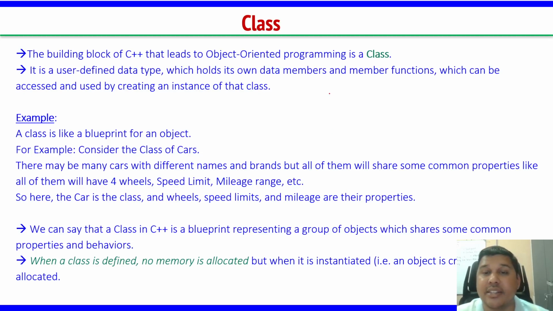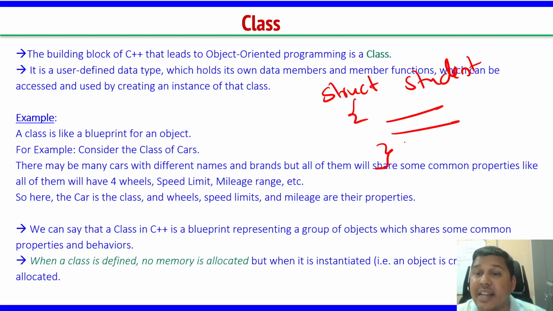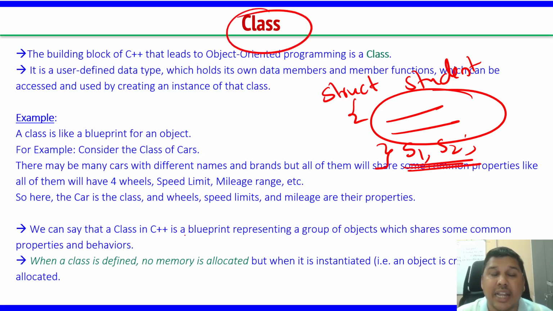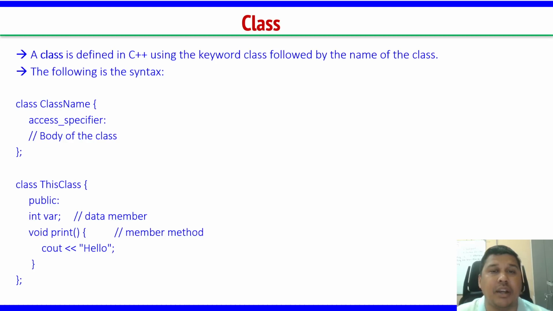The very important point here is in struct. When you use struct student in a structure or union and you declare two variables, unless you create the structure variables, memory will not be allocated for these variables. You have to create variables, only then memory will be allocated. Same way, when you declare a class, unless you create an object, memory will not be allocated to the class. Once an object is created and initialized, only then will memory be allocated for the class.